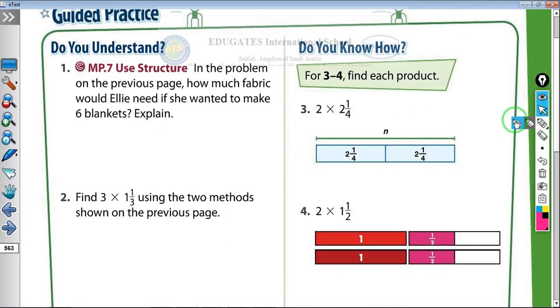Here, teacher, does the 2 have a denominator? No, make it over 1. So write it here, 2 over 1.